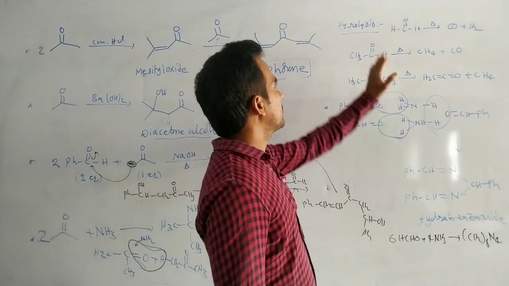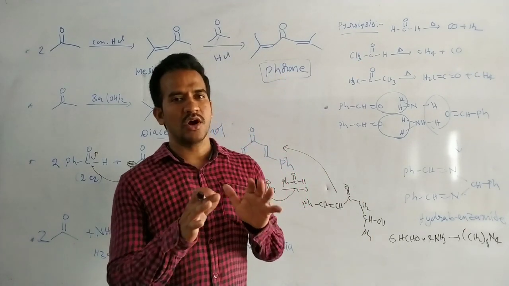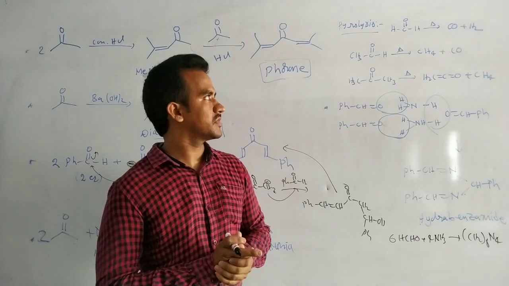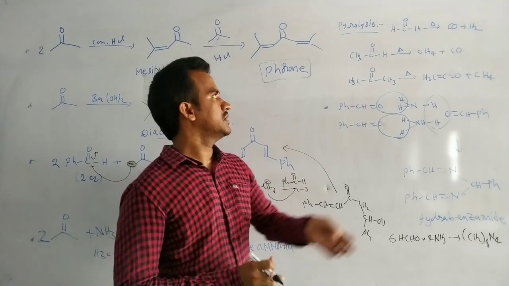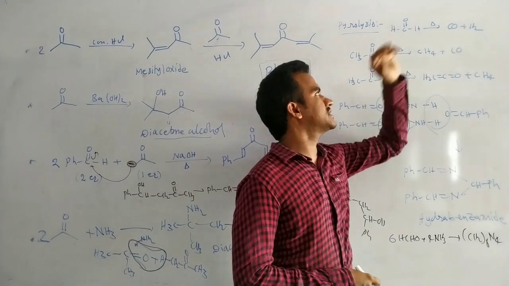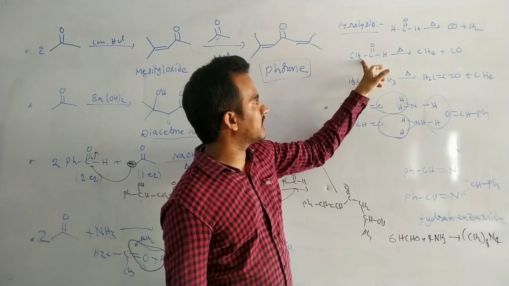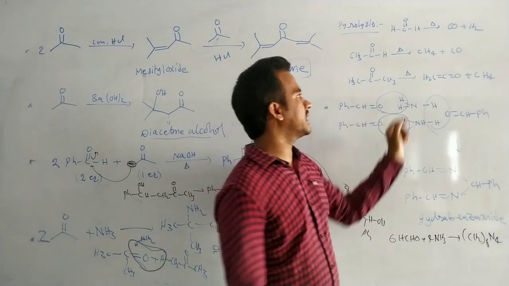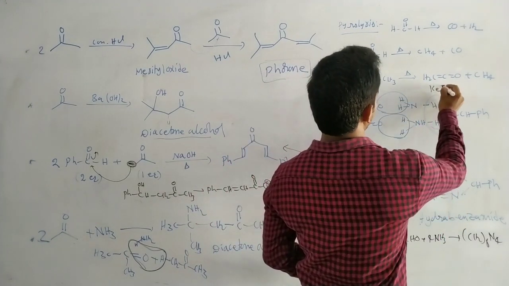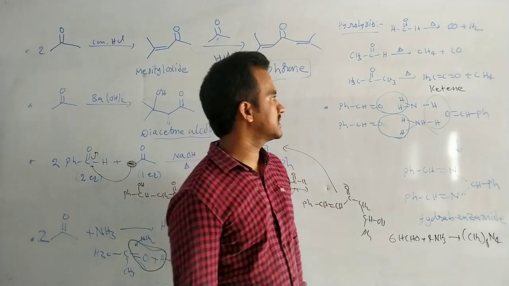Next, pyrolysis reactions. In a pyrolysis reaction, the compound is heated in the absence of oxygen. Formaldehyde on heating decomposes to carbon monoxide and H2. Acetaldehyde on heating gives CH4 and CO. Acetone on heating gives ketene. This compound is named ketene.